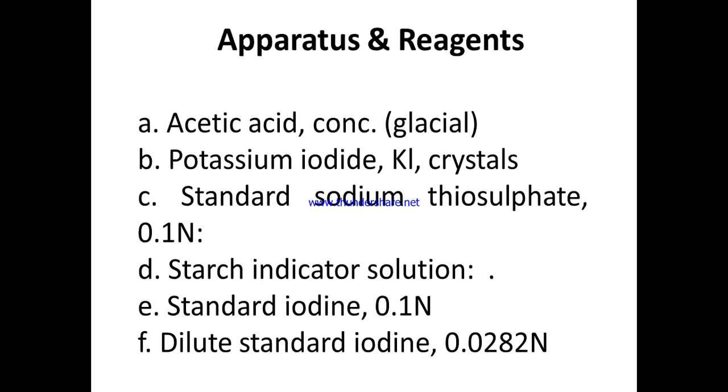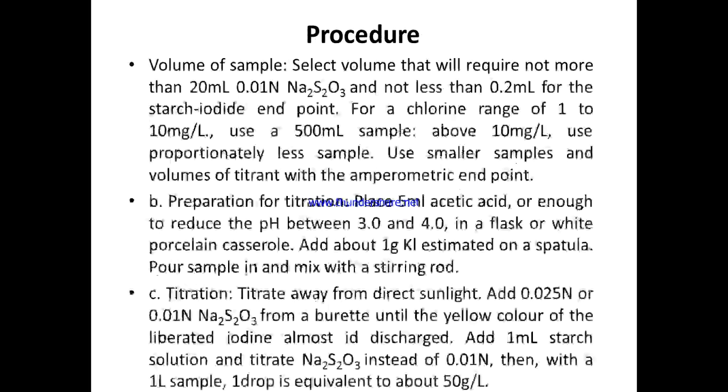So what are the apparatus and reagents? Basically students, it's a titration test, so we will need a burette, a pipette, beakers, and conical flasks. The reagents or chemicals that are going to be used are acetic acid, potassium iodide solution, standard sodium thiosulfate solution, starch indicator, standard iodine, and diluted standard iodine also. So there is a long list of reagents involved in the experiment.